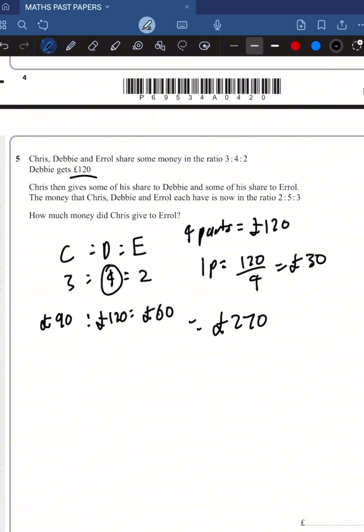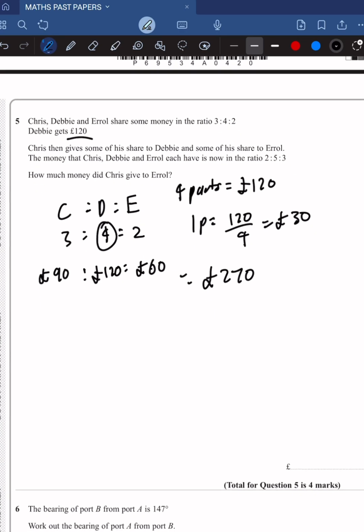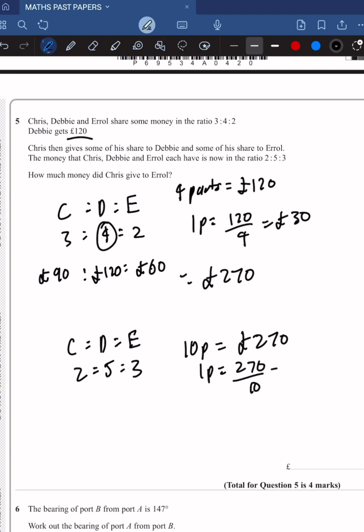Chris then gives some of his share to Debbie and some of his share to Errol. The money that Chris, Debbie and Errol each have now is in the ratio 2:5:3. So what's that? 5, 6, 7, 8, 9, 10. So we have 10 parts is 270. 1 part is 270 over 10, which is 27.